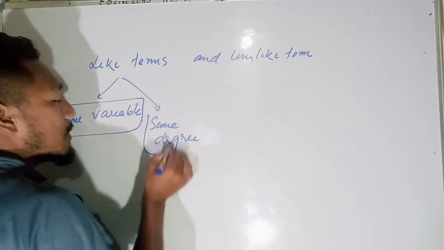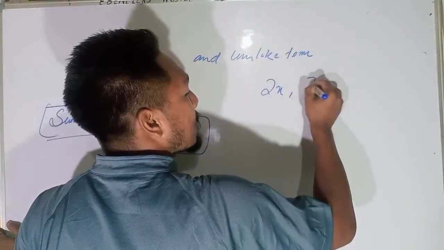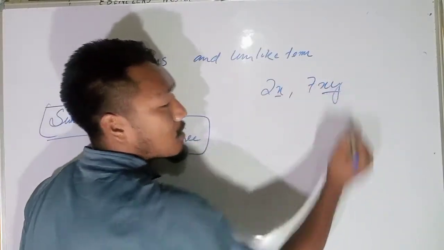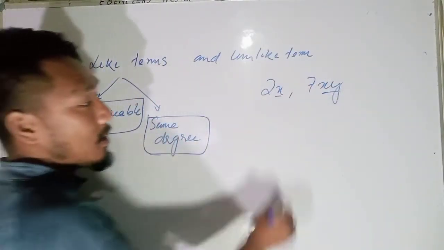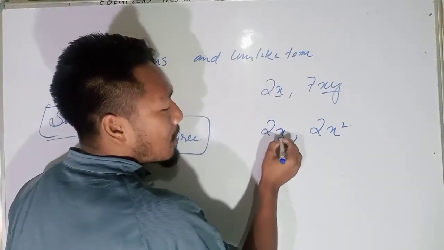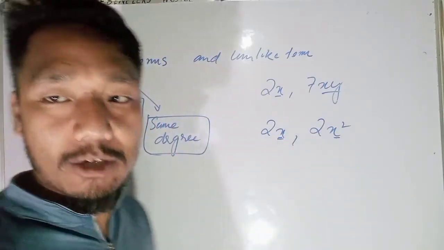The example of unlike terms is 2x and 7xy. You see, the variables are different here. That is what we call unlike terms. 2x and 2x squared: the variables are the same, but their powers are different. That is also what we call unlike terms.